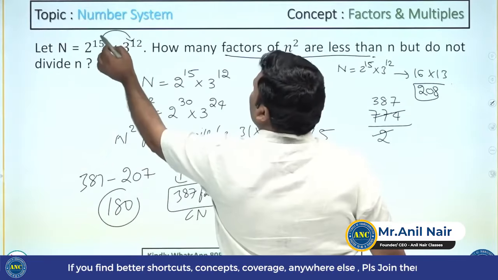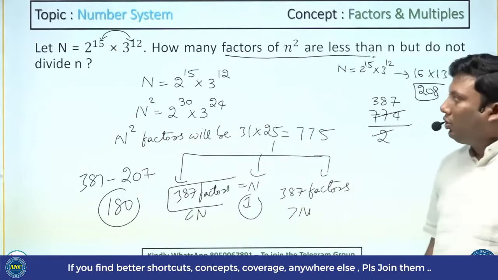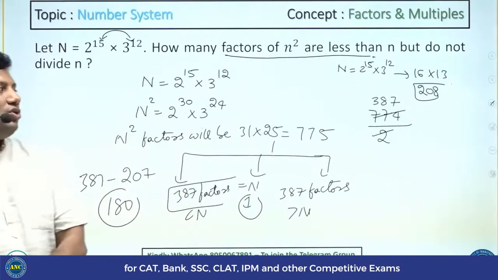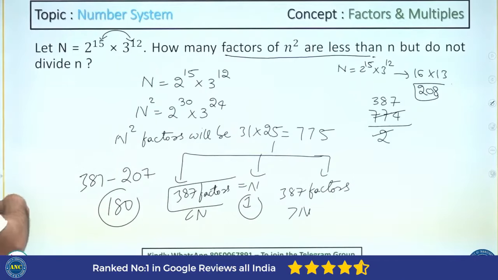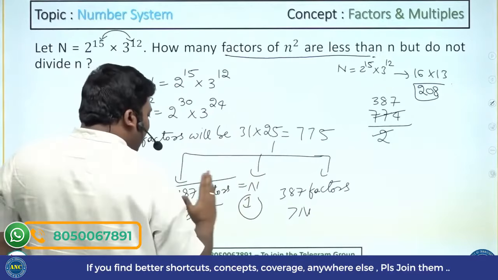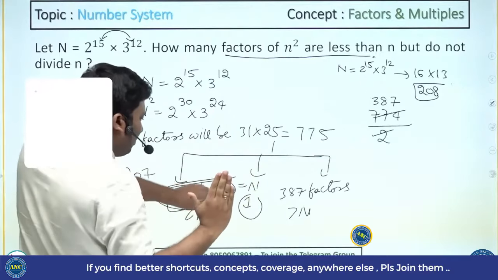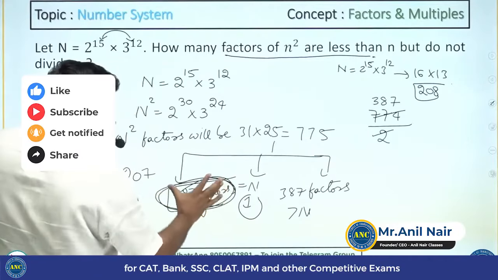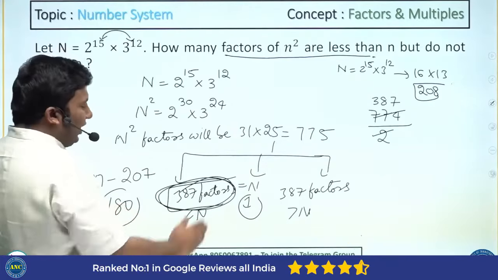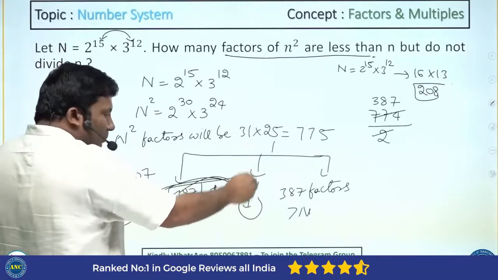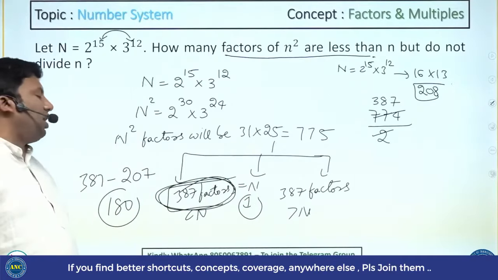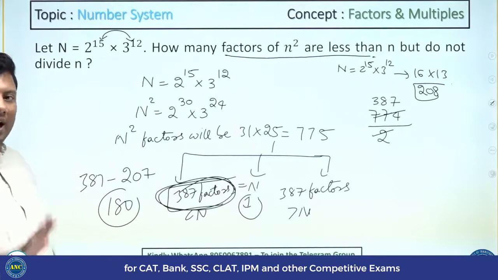180 is nothing but the product of two prime bases, A into B. I hope the idea is clear. Just multiply the power of the prime bases. Factors of n square less than n, how many are there? 387. In that, from 1 to n, how many factors are there for n? 16 into 13. Less than n, one number itself we have to subtract. So answer is 387 minus 207. Answer is 180. Idea clear?